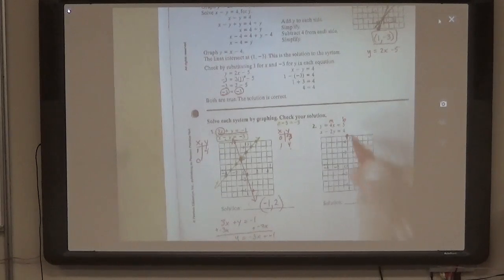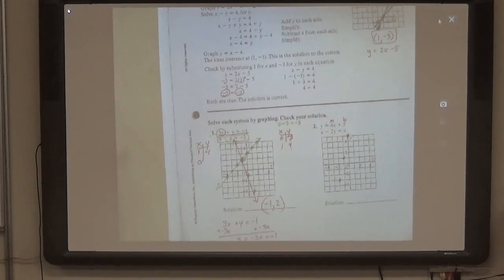Now, that's off the graph that we have, isn't it? If we go up 4. So could we go down and left and still be on the line? Yeah. Go down 4 and over 1. Down 4 and over 1. And that's on the same line.